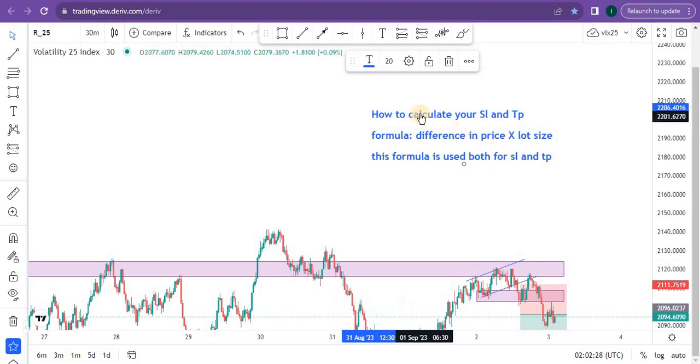In this video, I'm talking about how to calculate your SL and TP on TradingView, Deriv TradingView. If you are on MT5, you may not be able to use this particular means of calculating your SL and TP. There is a manual way we calculate that on MT5. But here we are using the automatic method.